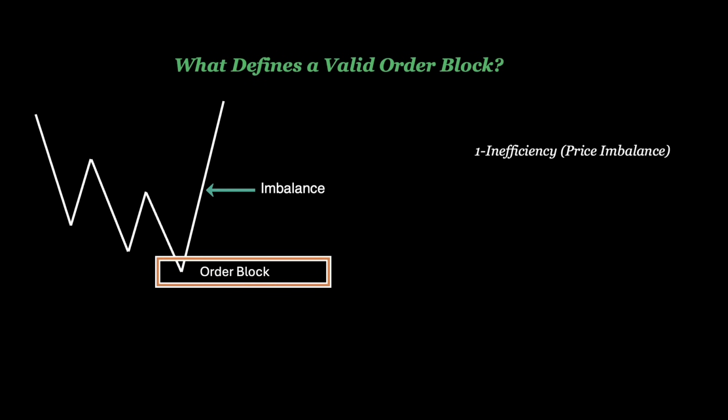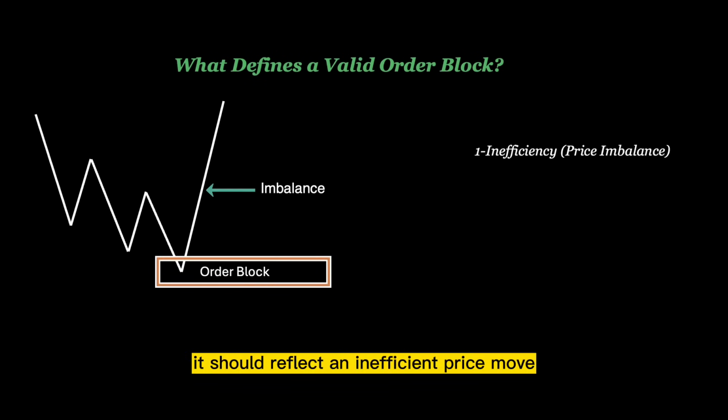Inefficiency. For an order block to be valid, it should reflect an inefficient price move, where the market has moved sharply in one direction, leaving behind a clear imbalance in price.